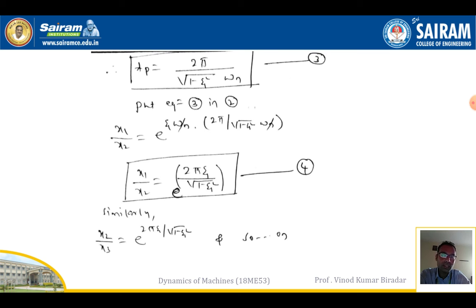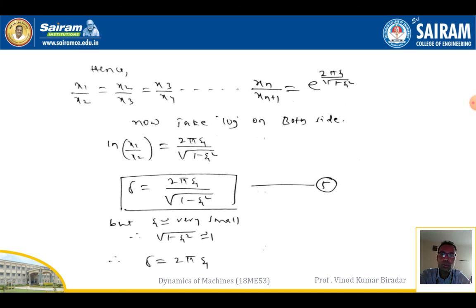Similarly, we get x2 by x3, x3 by x4, x5 by x6, and so on, the same equation. So x2 by x3 is equal to e to the power of 2 pi zeta divided by square root of 1 minus zeta square, and so on. Hence in general we write x1 by x2 is equal to x2 by x3 is equal to x3 by x4 is equal to up to xn by x(n+1), which is equal to e to the power of 2 pi zeta divided by square root of 1 minus zeta square.